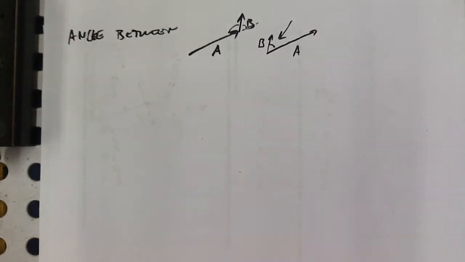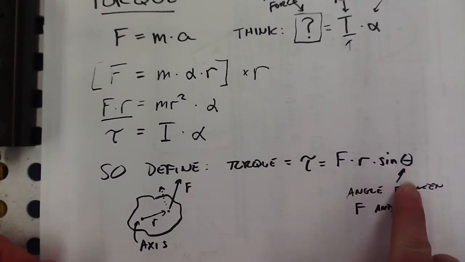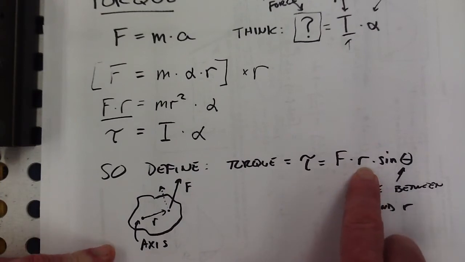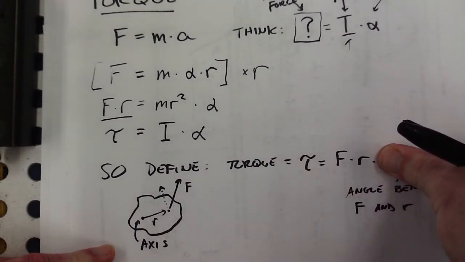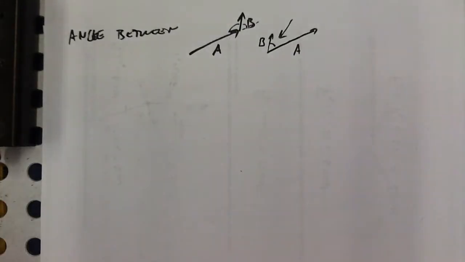And it is certainly, just like with work, work is equal to force times distance times the cosine of the angle between them. It is very often the case that the force is in fact perpendicular to this, and that means that you don't need that term. It is often the case, but not always, so watch out.